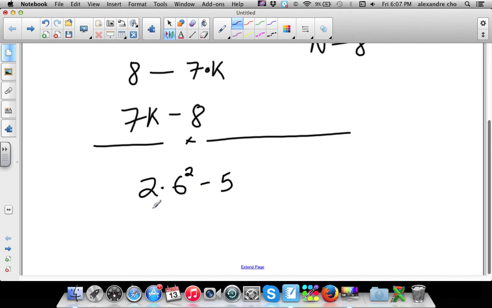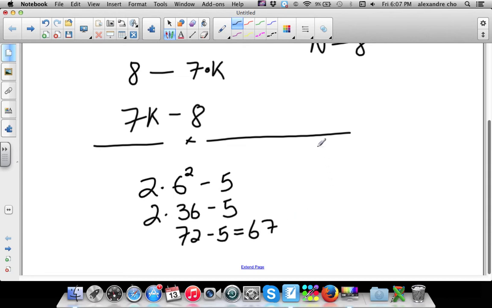Parentheses, no. Exponents, yes. So we have 2, and the exponent is 6 to the second power, which is 36, minus 5. Next thing you should do is definitely multiplication. 2 times 36 is 72. Minus 5 will give you a total of 67.